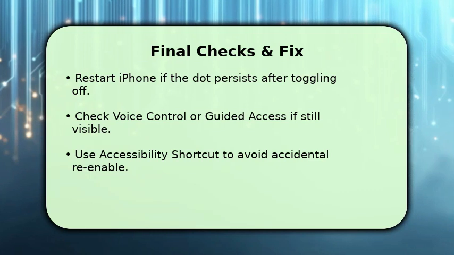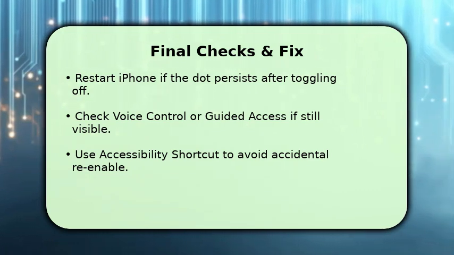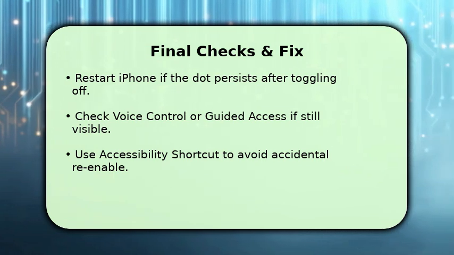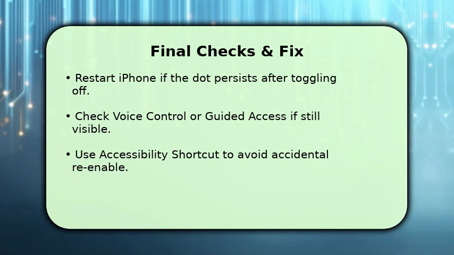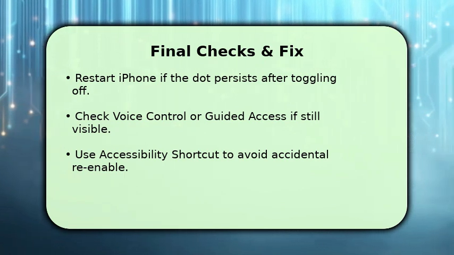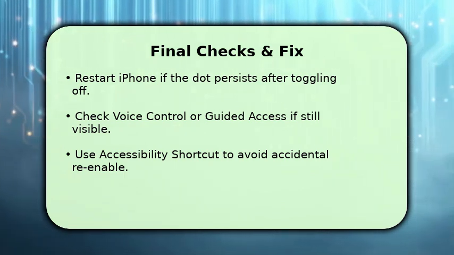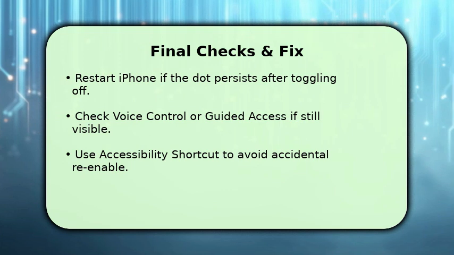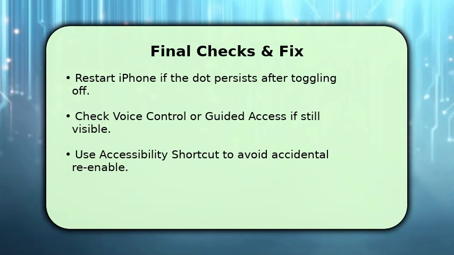You're almost done. After turning AssistiveTouch off and checking the Accessibility Shortcut, restart your iPhone to clear any lingering display artifacts. If the dot still appears, verify voice control and guided access aren't active. Both can overlay controls. Make sure triple-click shortcuts don't include AssistiveTouch so it won't come back.